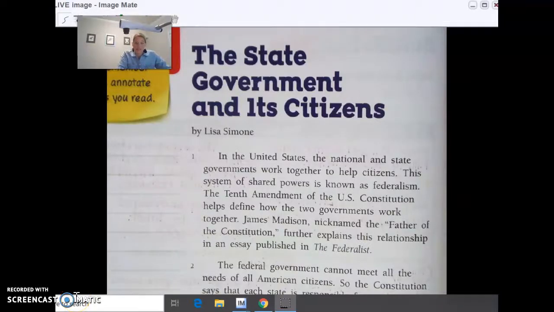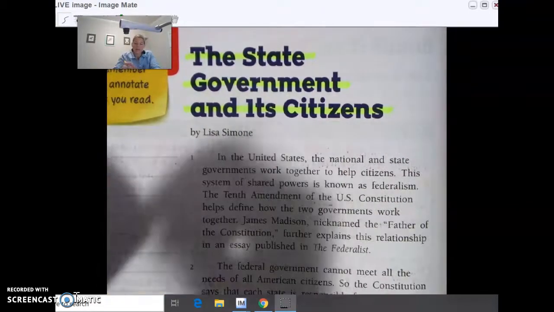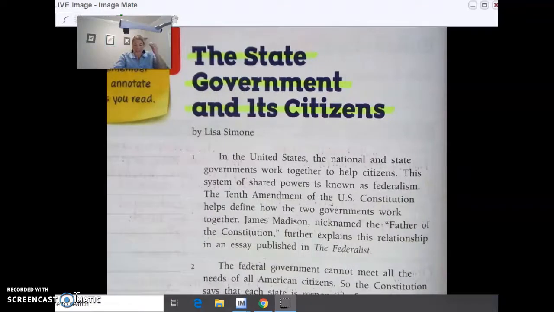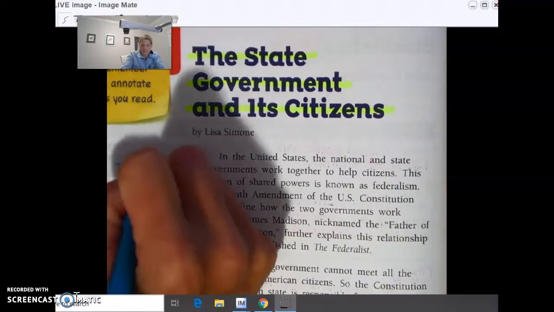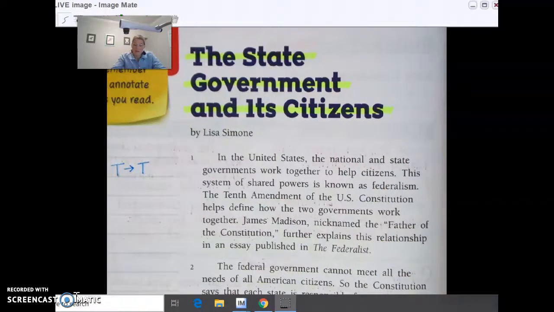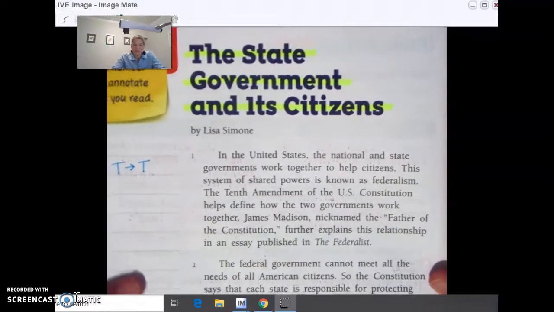So today we start week 2 of our Unit 1 reader, and the main story this week is called The State Government and Its Citizens. I'm going to highlight my title so I know that I've paid attention to what I'm going to read about. And I immediately have a text-to-text connection with last week's story about solving problems, the different levels of government, and how the government helps its citizens. So there are some familiar words in the title from what we read last week.